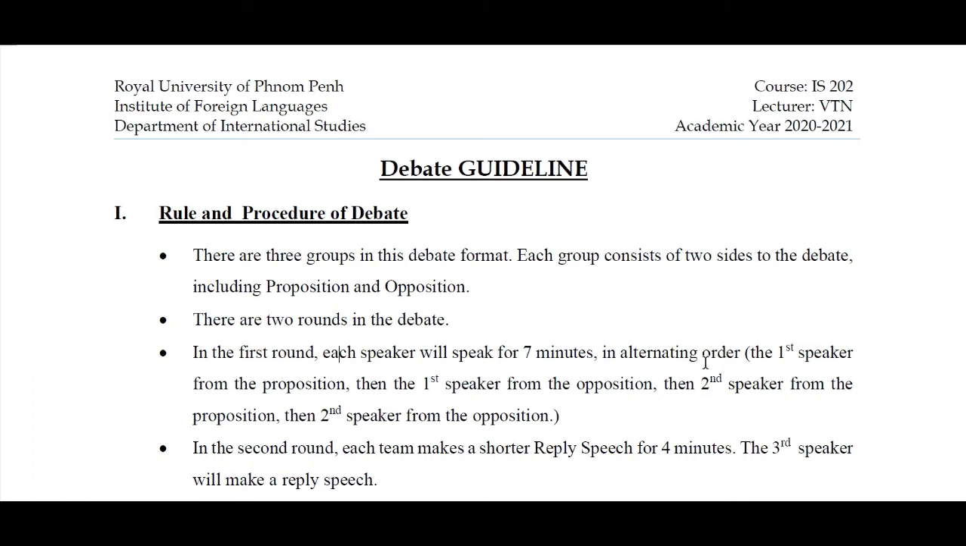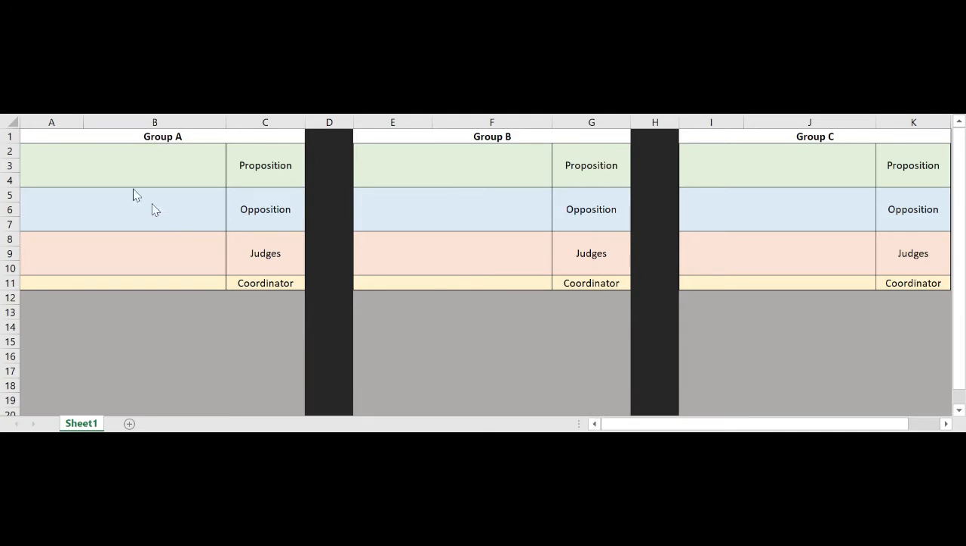The first step is to know about the format, the style that we're going to use in this debate. We're going to divide into 3 groups. As you can see in these pictures, the whole class is divided into group A, group B and group C. Under each group we will have the teams from the proposition, the teams of the opposition, the judges and the coordinator.